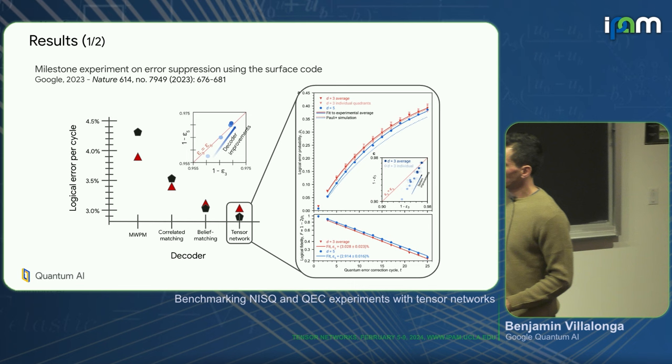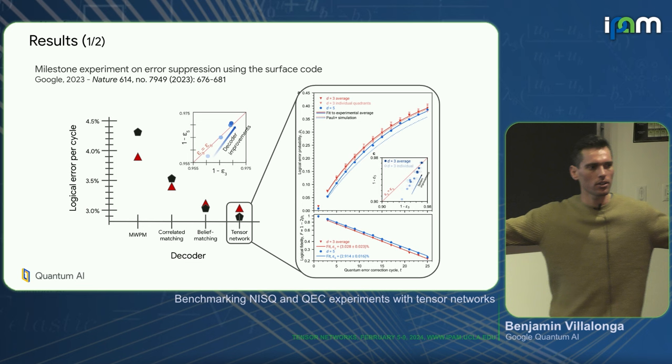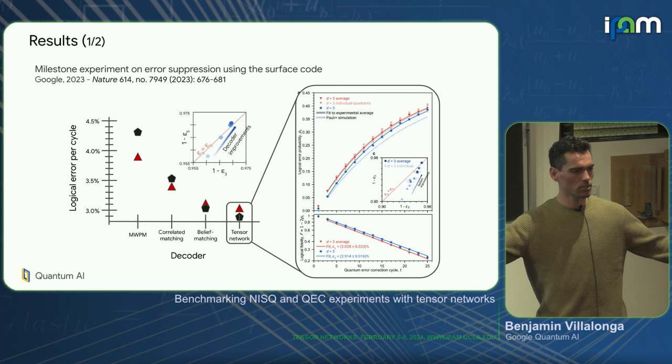Yeah, absolutely. The idea is that if you go to really large distances, you see that if you increase the distance, at least it's getting better. It's still worse than not using error correction. Yes. You know, you have to scale these systems quite a bit.